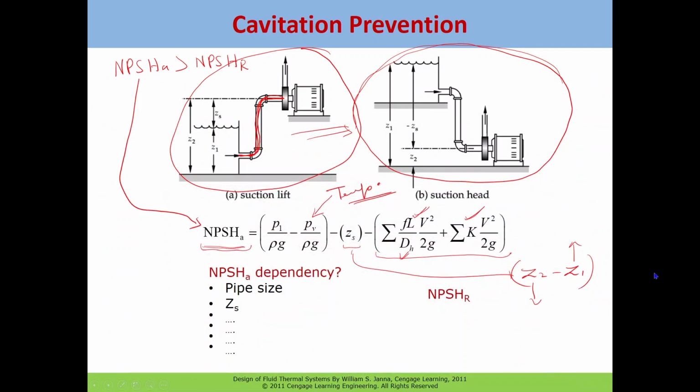So if we want to reduce PV to increase the net positive suction head, what should we do? We should reduce the temperature. If the working temperature is, for example, 30 degrees Celsius and it is cavitating, then you have to bring down the temperature to 20 degrees or 25 or less to reduce the chances of cavitation. So this is the understanding from this equation.